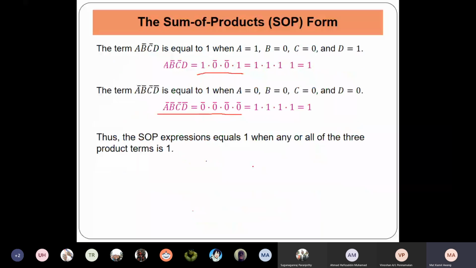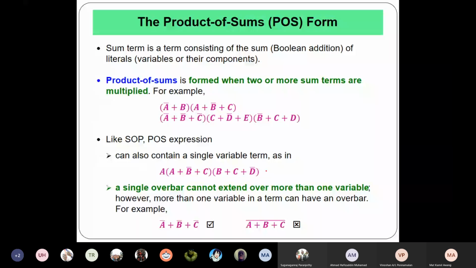So that is the sum of products. So the next one is the product of sums, POS. What is POS? POS is basically a form where two or more sum terms are multiplied. So this is an example.